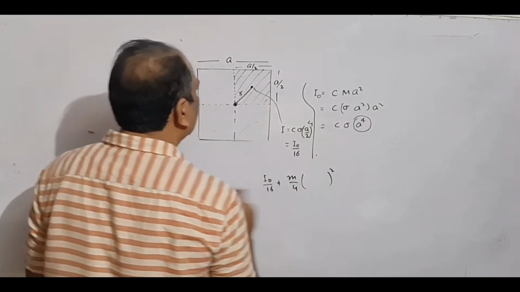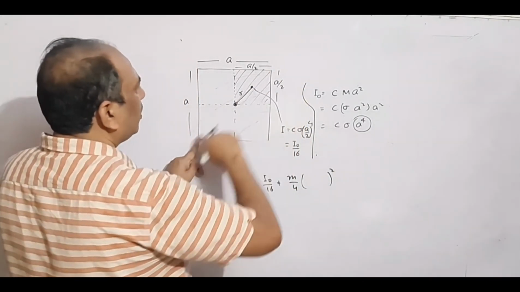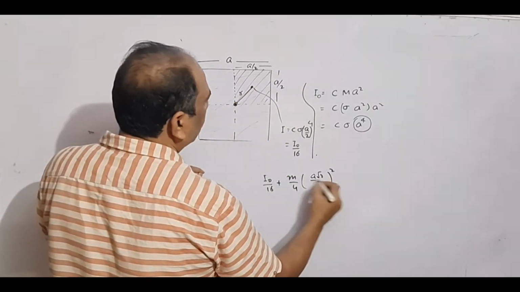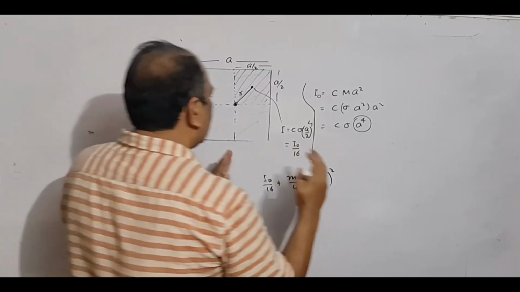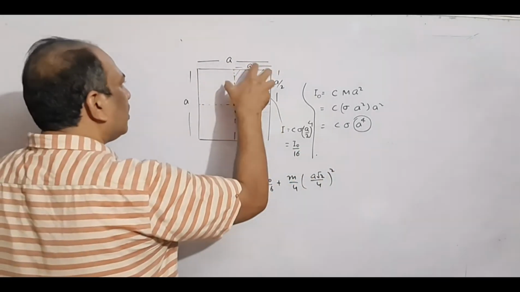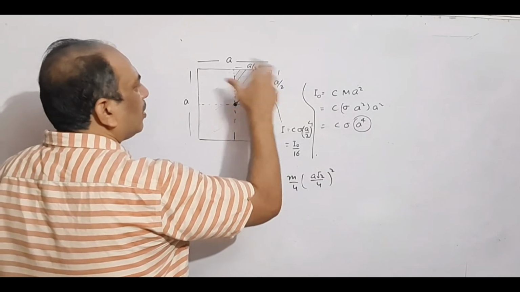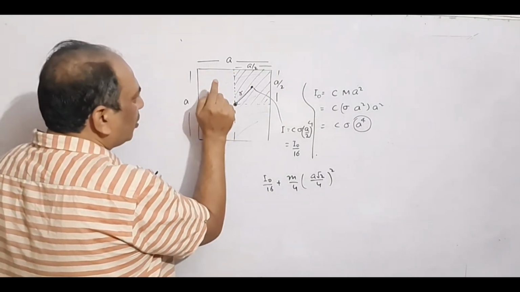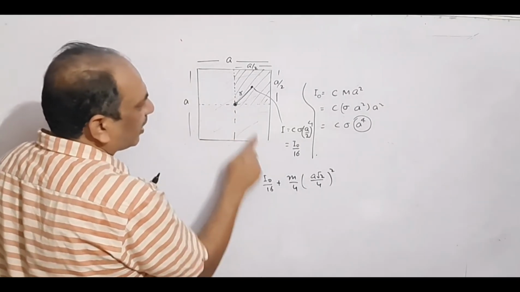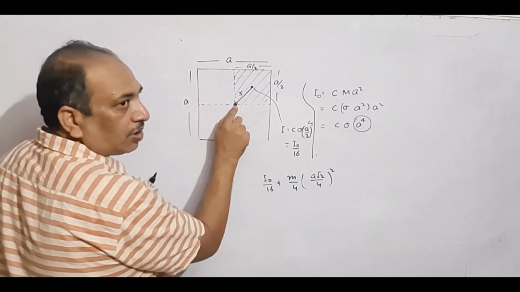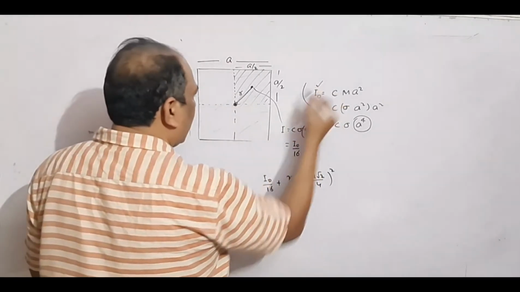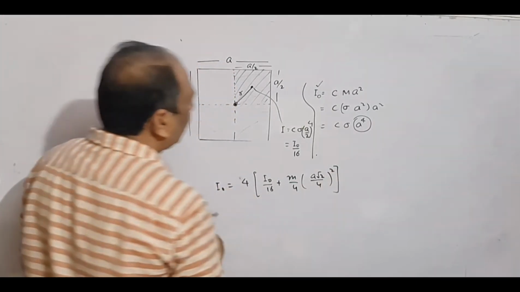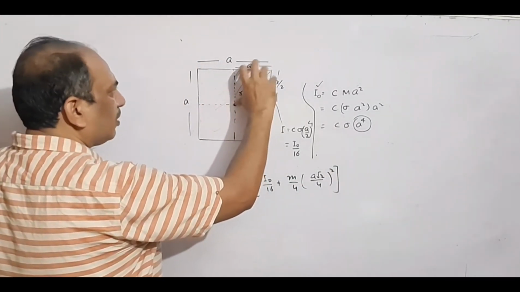And this distance you can check is 1/4 of the total diagonal. The total diagonal is a root 2, and this is 1/4 of that. So a root 2 by 4 square. So this is the moment of inertia of one small square about this axis. Similarly, the moment of inertia due to the 3 other parts will also be exactly the same about this axis. So the total moment of inertia, which was I0, would be 4 times the moment of inertia of one sub part.